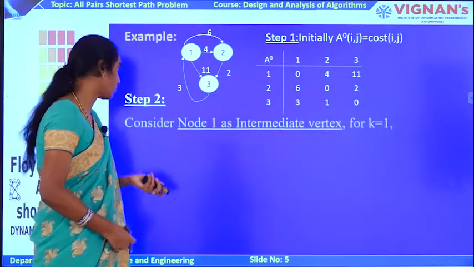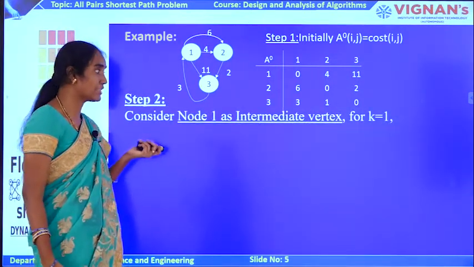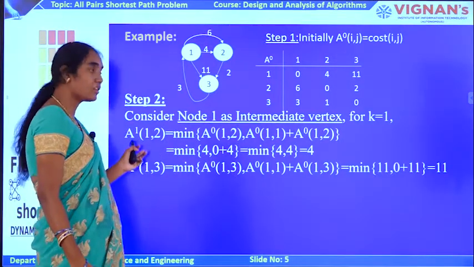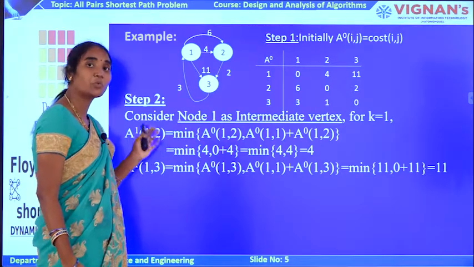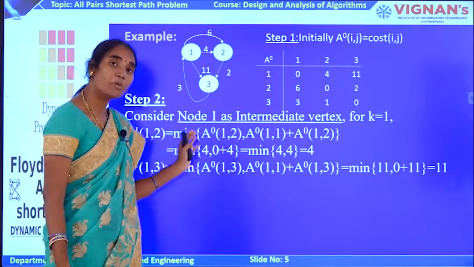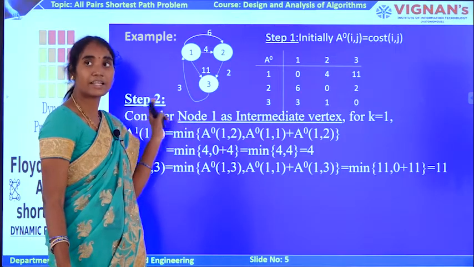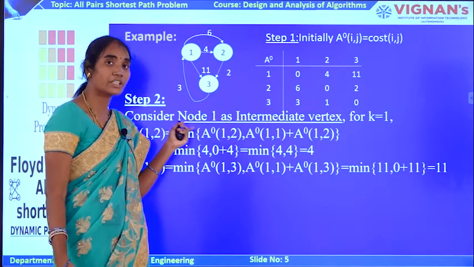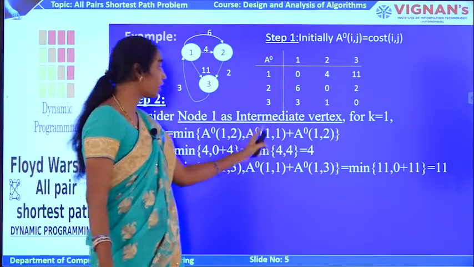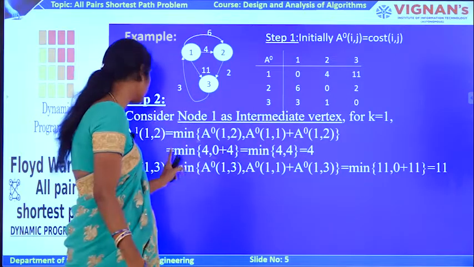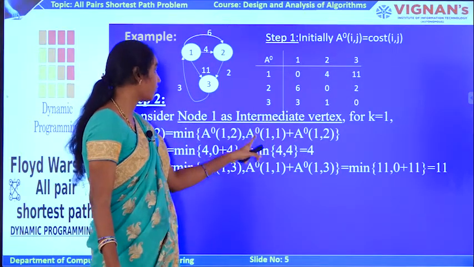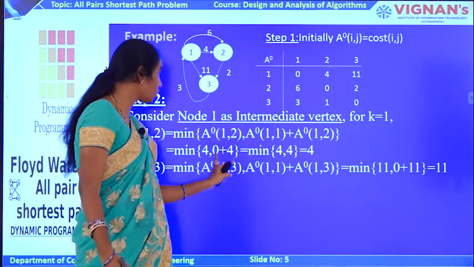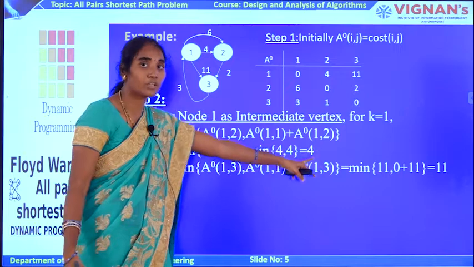Now step 2: consider node 1 as an intermediate vertex, for k equal to 1. Just now we have seen A1 of 1 comma 2 will be equivalent to minimum of A0 of 1 comma 2, that is the direct distance from 1 to 2, or else we consider the intermediate vertex k equal to 1, so A0 of 1 comma 1 plus A0 of 1 comma 2. So which is 4 comma (0 plus 4). So minimum of 4 comma 4 is equivalent to 4.